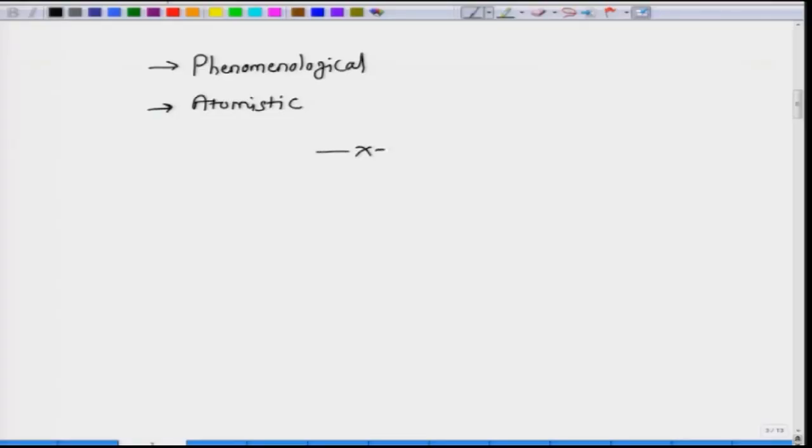All right. So, we saw what is diffusion. Now, why does diffusion occur? What is the cause behind the diffusion process?